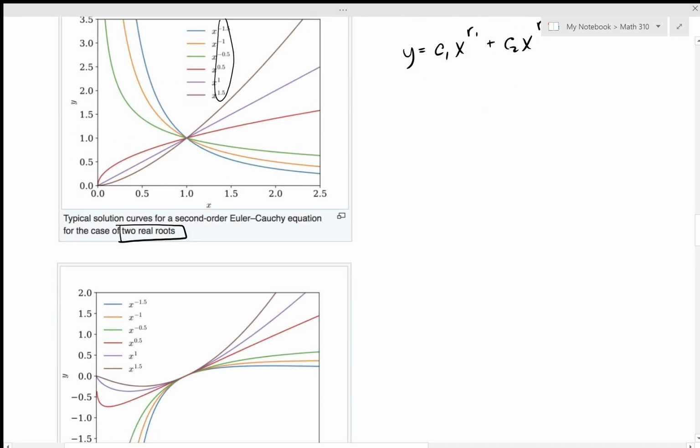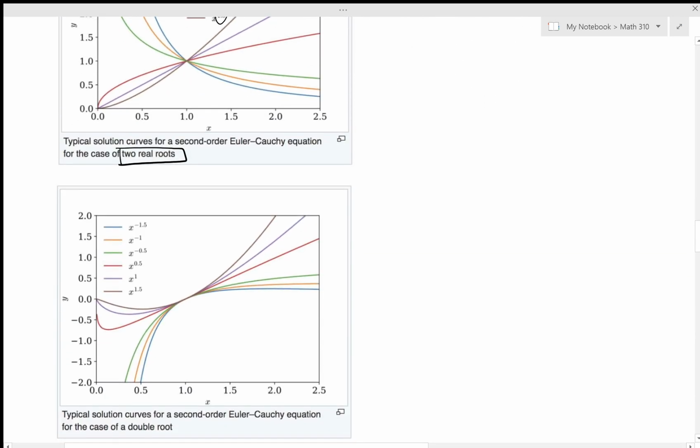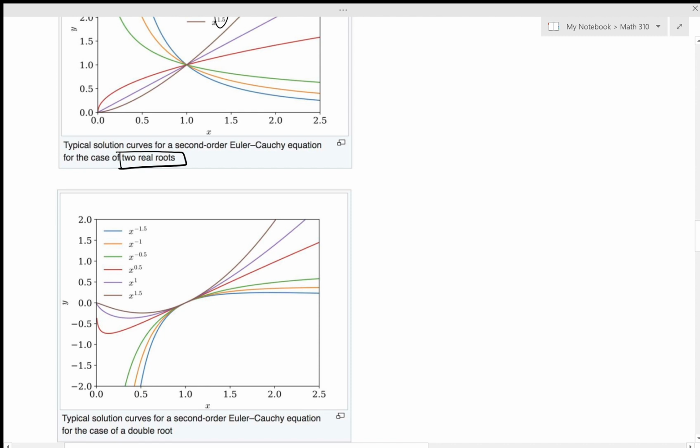Okay, then what do the solutions look like when we have a double root? This is the situation r1 equals r2, and that's then some number r. And we have a solution that looks like this. y of x is c1 x to the r1 plus c2 log x times x to the r2.